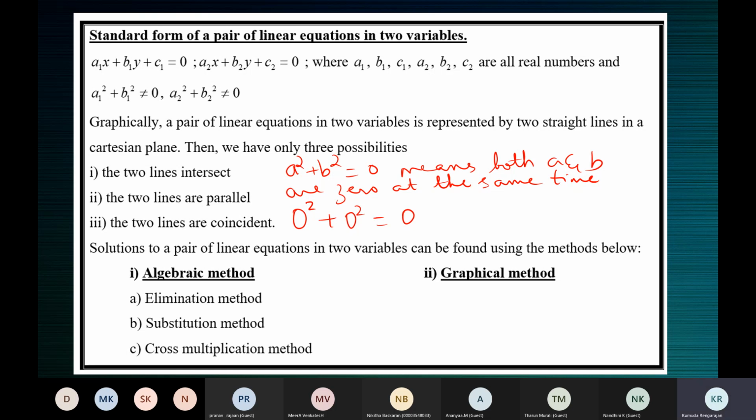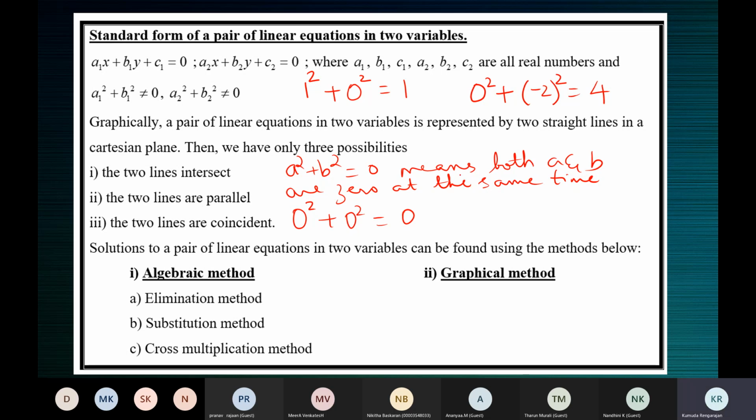So a square plus b square, supposing a is 1 and b is 0, okay? Supposing a is 1, so 1 square, and b is 0, so 0 square. It's 1. Supposing a is 0 and b is -2, the value will be 4. So the value of a square plus b square will be 0 only when both a and b are 0 at the same time.